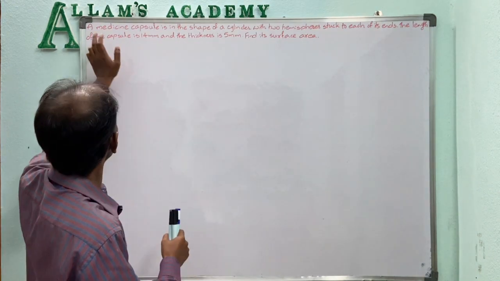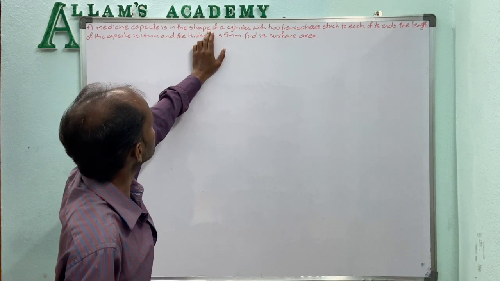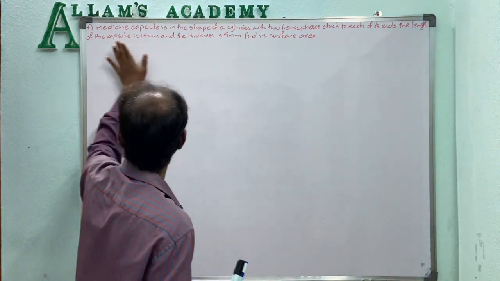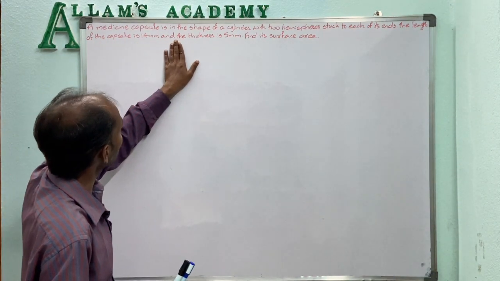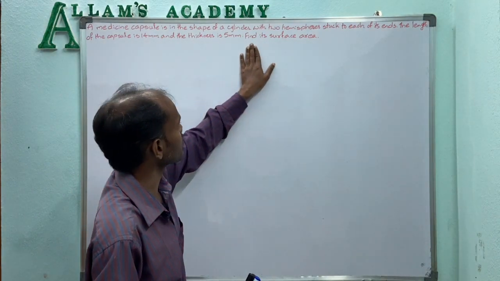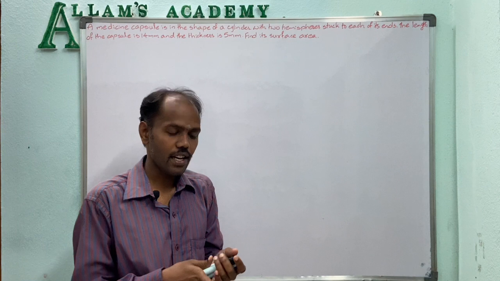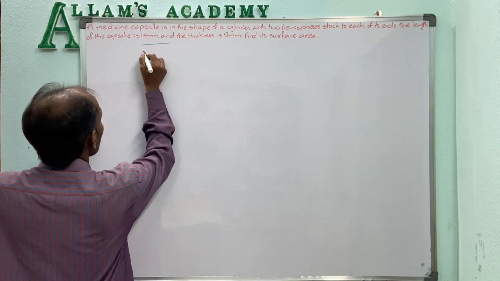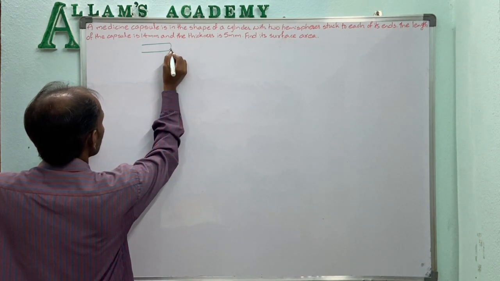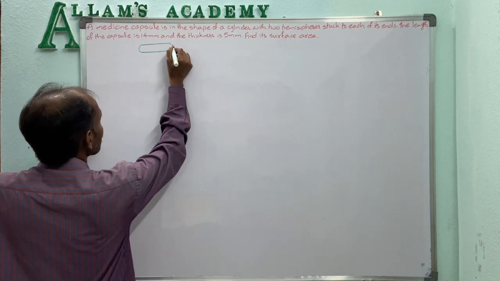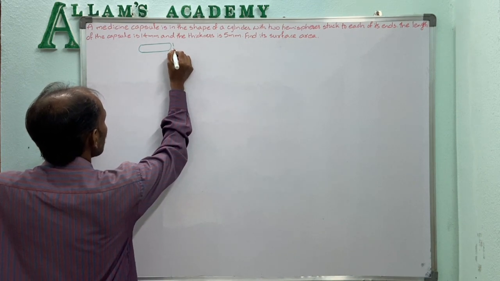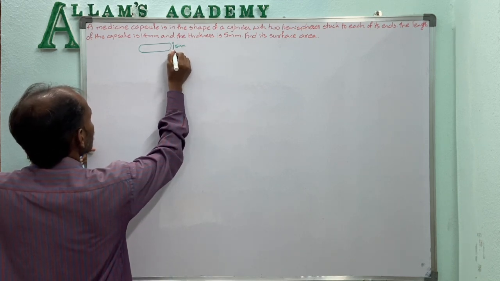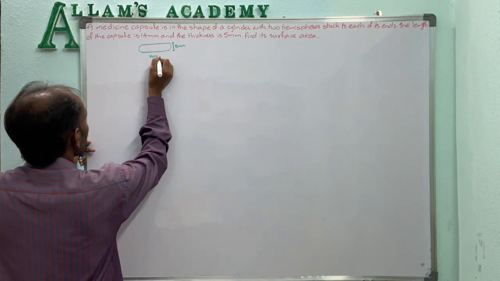And the next problem is: a medicine capsule is in the shape of a cylinder with two hemispheres stuck to each of its ends. The length of the capsule is 14 millimeters and its thickness is 5 millimeters. Find its surface area. So here the capsule is in the shape of a cylinder and its two ends are stuck with two hemispheres. Here the thickness is 5 millimeters and the total length is 14 millimeters, given.